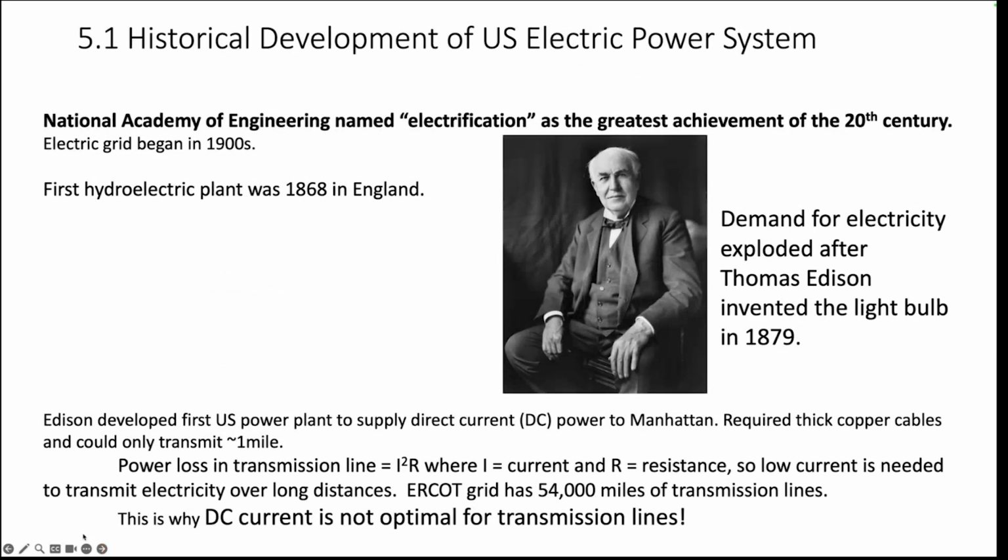All right. Now let's get into the historical development of the U.S. electric power system. The National Academy of Engineering named electrification as the greatest achievement of the 20th century, but the electric grid began in the 1900s.